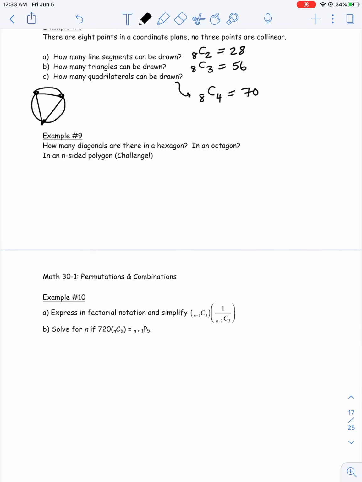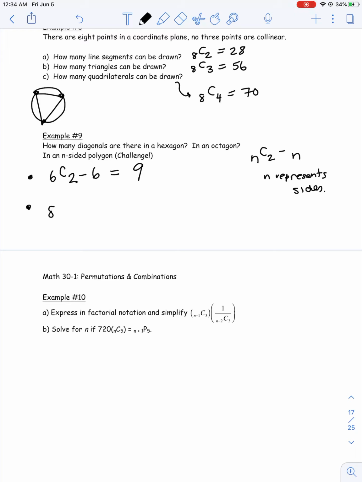Now for this next one, there's actually an equation that we're going to use. In order to make diagonals, you have to take how many points there are, choose 2, and subtract your sides. So the n represents your points, or in this case, your line segments, your side lengths. So n represents how many sides there are on your shape. So if we're talking about a hexagon, we actually have 6 sides on a hexagon. So we're choosing 2, subtract 6, and if you put that in your calculator, you should get 9. So that's for a hexagon.